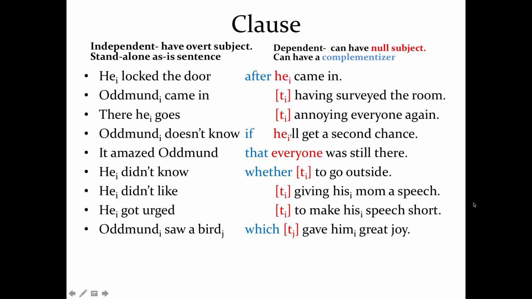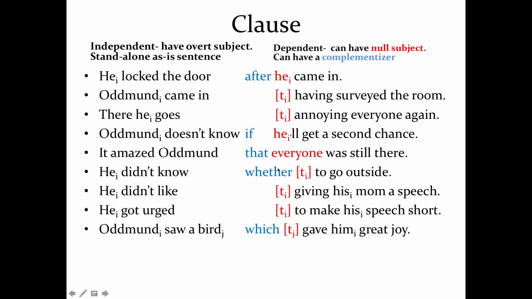He didn't like giving his mom a speech. Again, the person giving the speech has to be the same as the subject, the didn't like person. He didn't like his own giving his mom a speech. The subject here is going to be the he. He got urged to make his speech short. The person who's making his speech short is going to be the same person who got urged. So we don't need this overt subject.